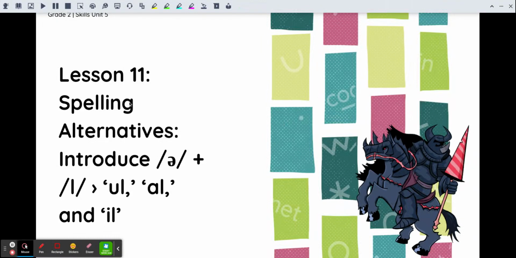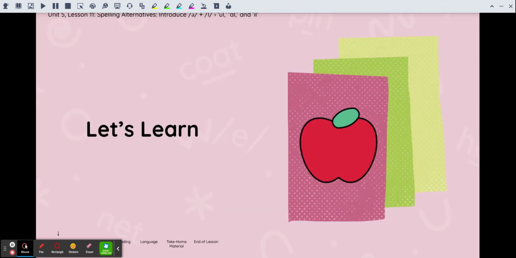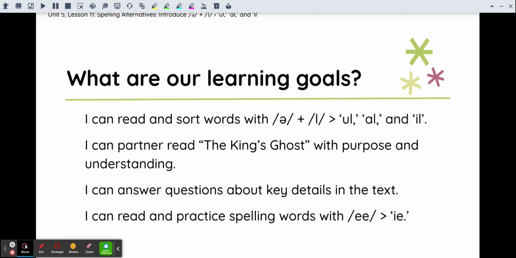Lesson 11 Spelling Alternatives, introducing A plus UL, spelled UL, AL, and IL. Let's learn. What are our learning goals? I can read and sort words with A plus L, A plus UL, spelled UL, AL, and IL. I can partner read The King's Ghost with purpose and understanding. I can answer questions about key details in the text.